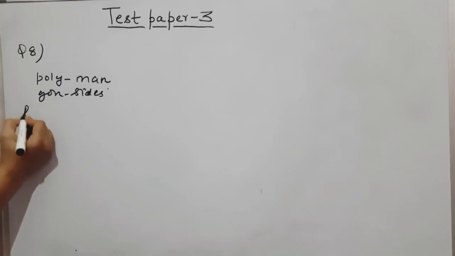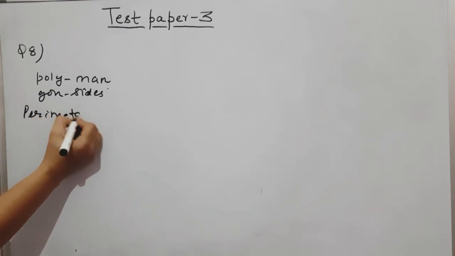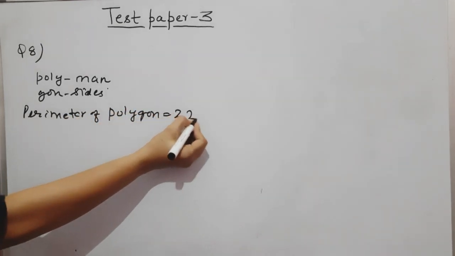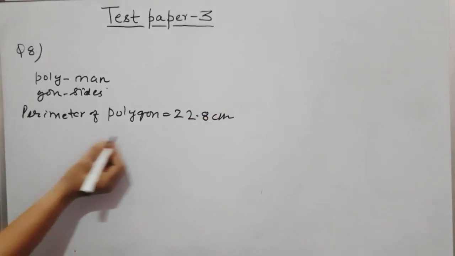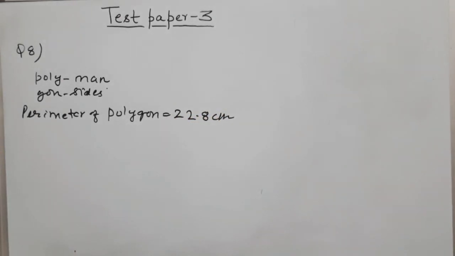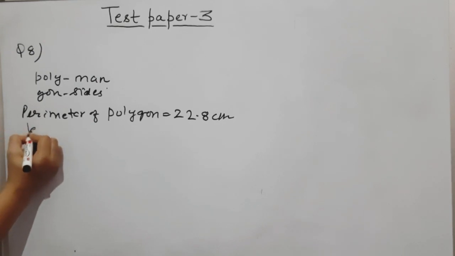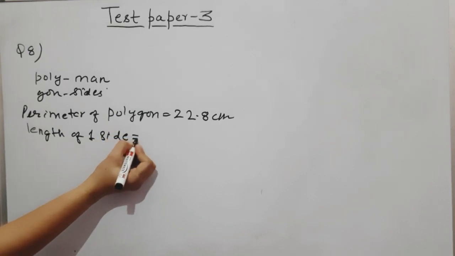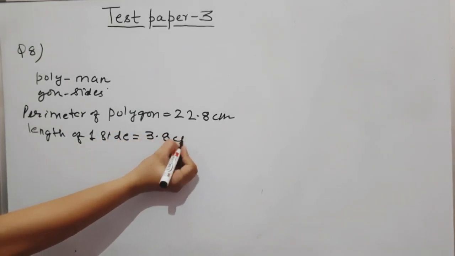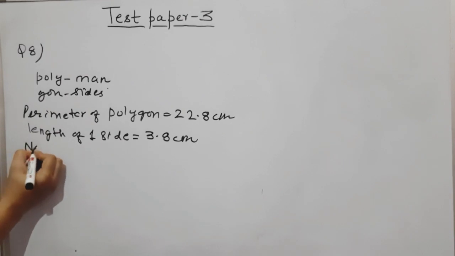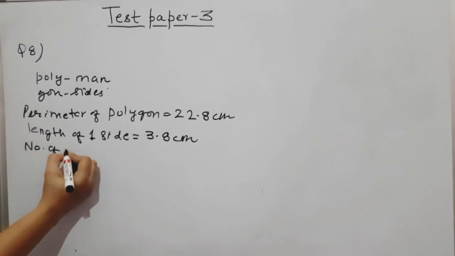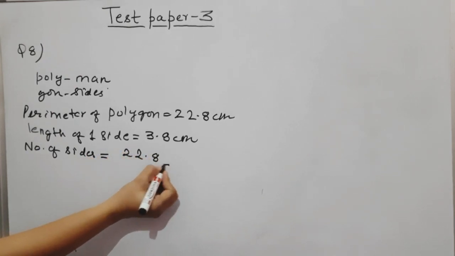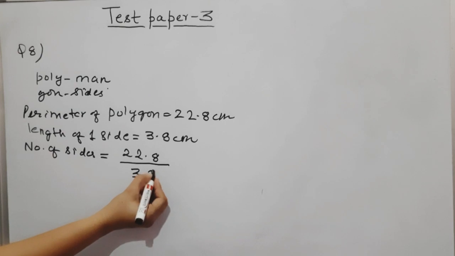Now what is the perimeter of the polygon? The perimeter of polygon is 22.8 centimeter, right? Now what is the length of one side? एक side की क्या measurement है? Length of one side is equals to 3.8 centimeter. Now what we have to find? We have to find out the number of sides in the polygon. कि इस polygons में कितनी side है? For that what we have to do? 22.8 will be divided by 3.8.